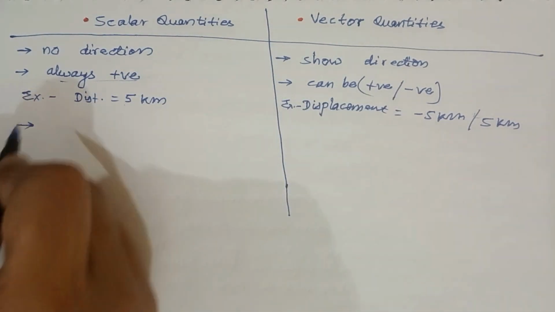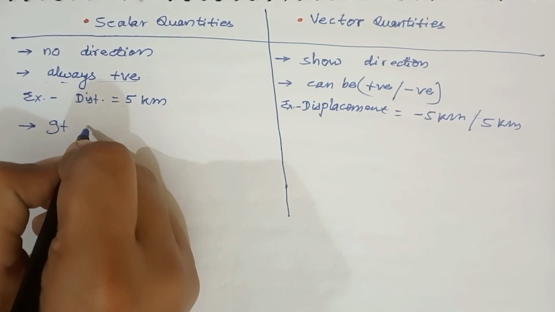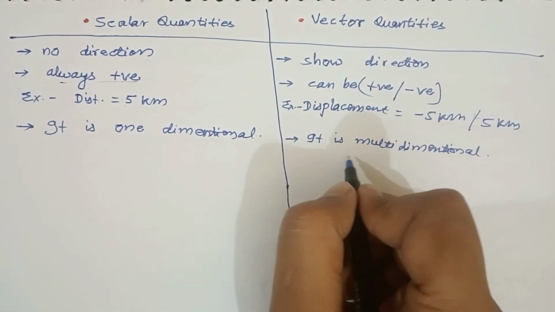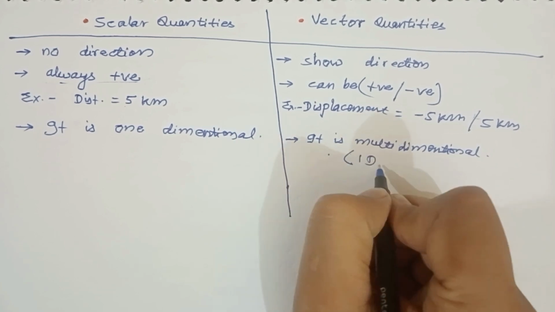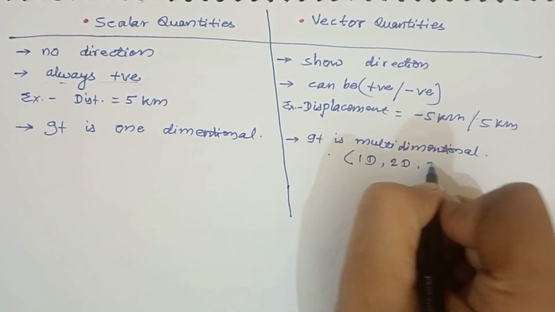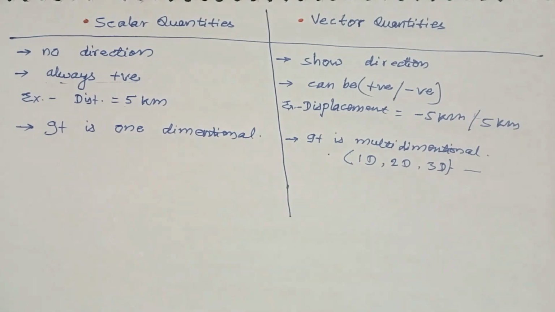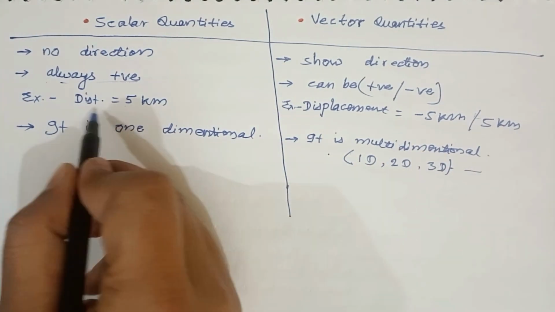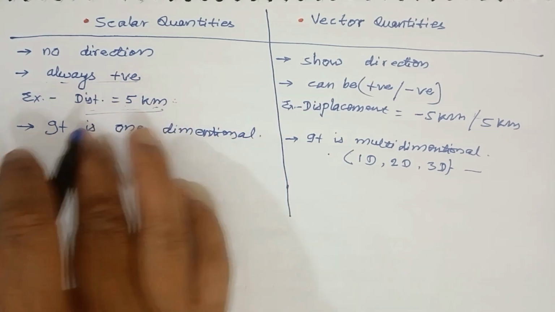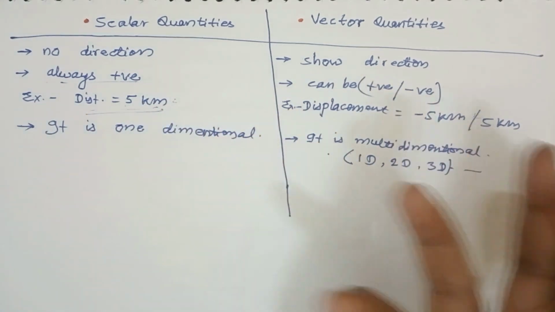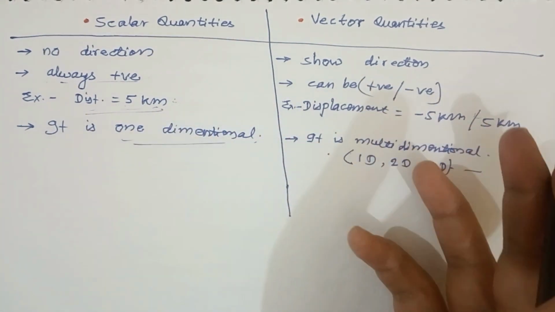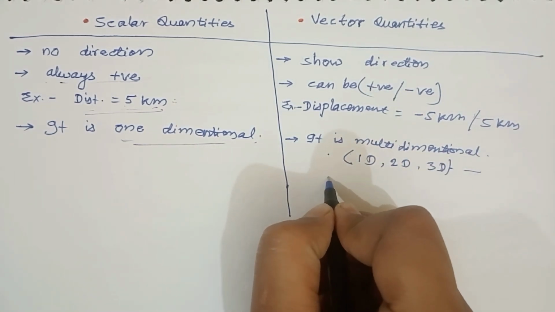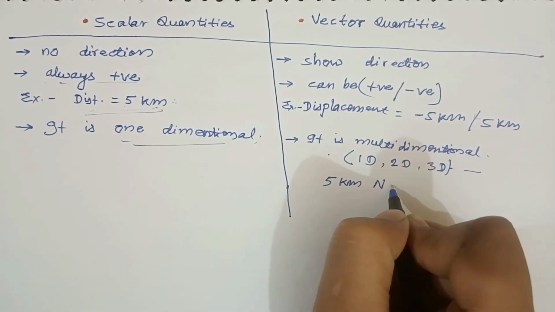Third, a scalar is one dimensional, while a vector is multi-dimensional. Multi-dimensional means it can be one dimensional, two dimensional, or three dimensional. A distance of 5 km has no direction, so it is one dimensional, simply a scalar like simple algebra. It is multi-dimensional if it is said to be 5 kilometers northeast.